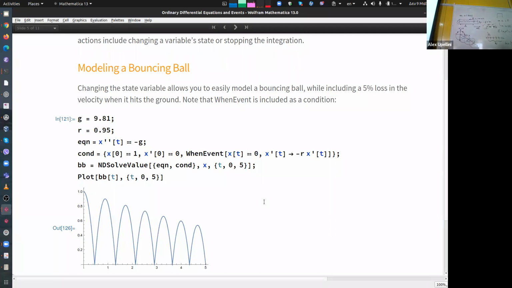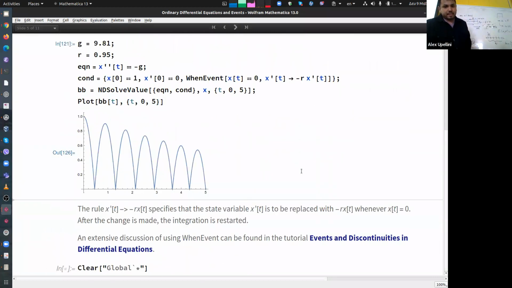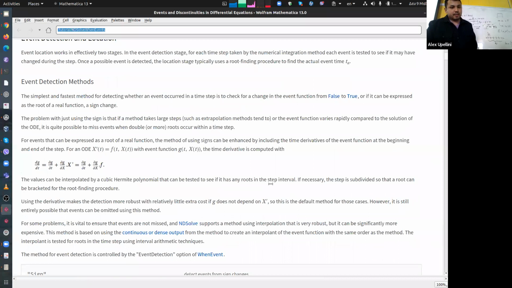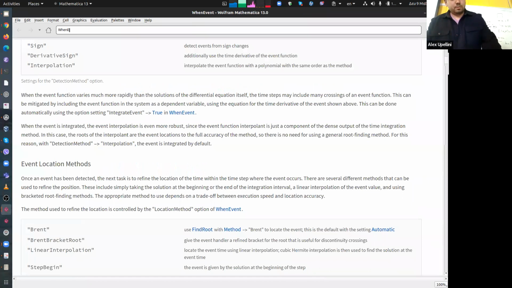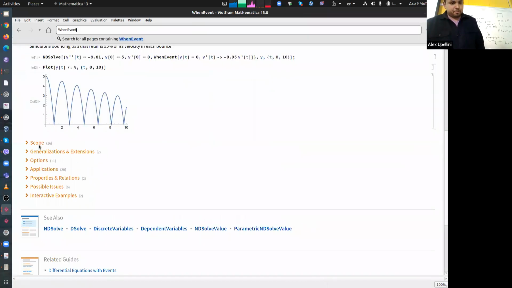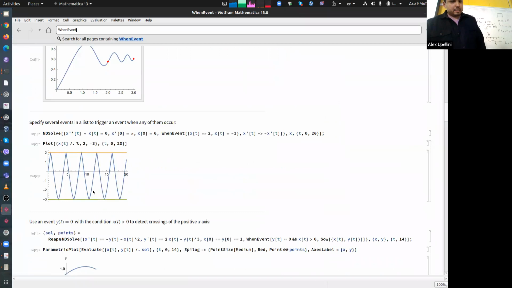So here you have the solution. This is the position of the mass over time. Here is 1, then it falls, touches the ground, it goes back, but with less energy each time. Okay. Here you have the documentation of events and discontinuities. In the help page of when event, you have very nice examples too. For example, events, actions. This one is nice.